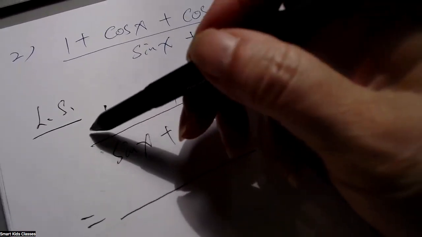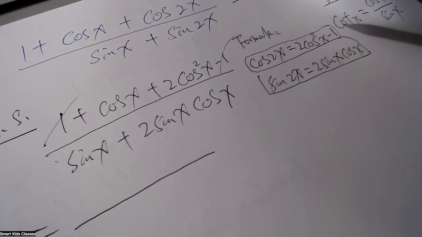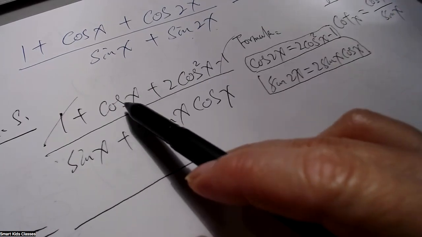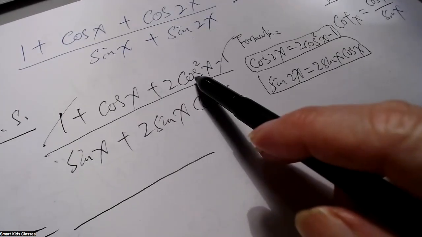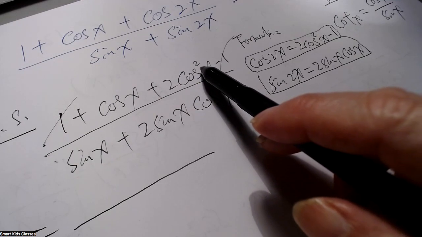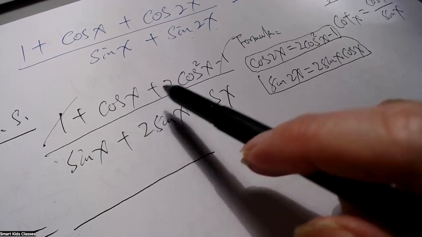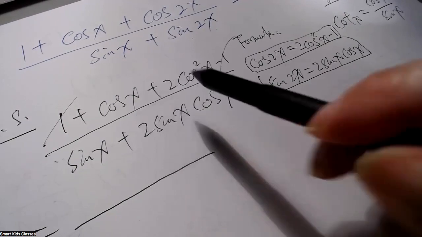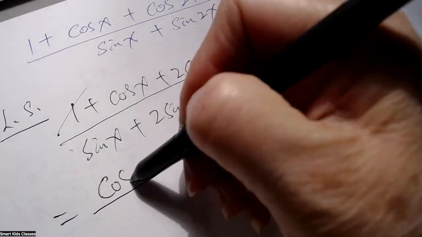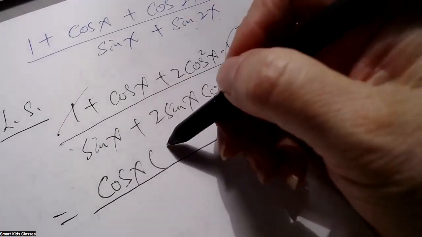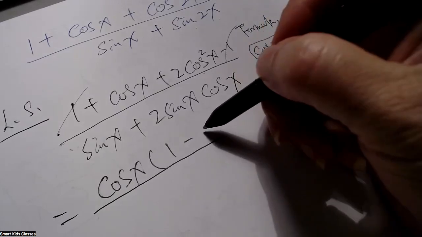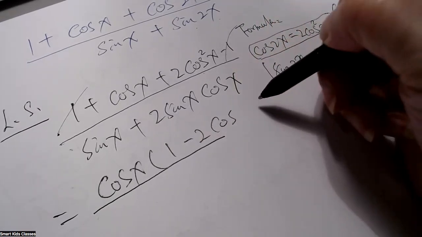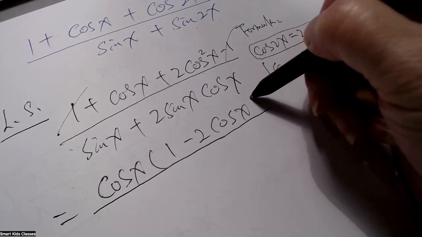So sine x: 1 and negative 1 cancel. And then cosine x, 2 cosine square x. We're going to factor cosine x from these two terms. So we factor cosine x, and I'm going to have a 1 minus 2 cosine x.